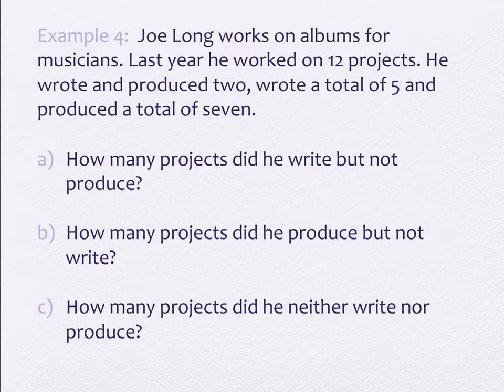All right, so we're going to see how this can be used in context. We've got 2 word problems. Joe Long works on albums for musicians. Last year, he worked on 12 projects. He wrote and produced 2. He wrote 5. He produced 7. And then we've got some questions that we're going to answer, but we're going to answer the questions after we create a Venn diagram. So, a Venn diagram. How many categories of things are going on in this problem?